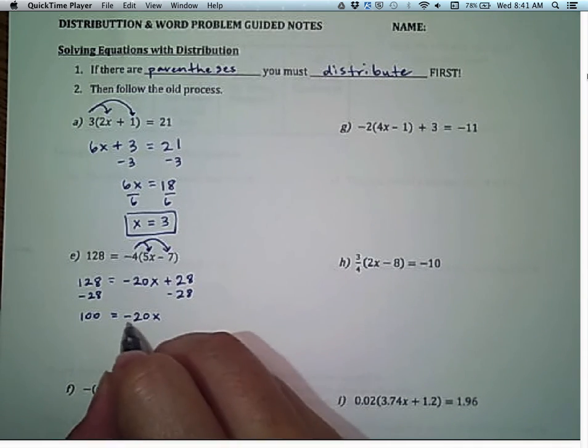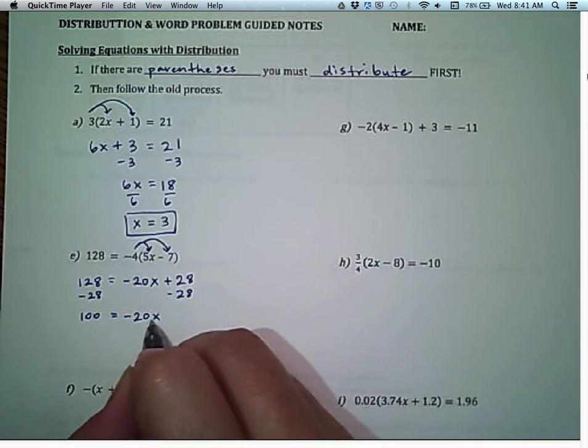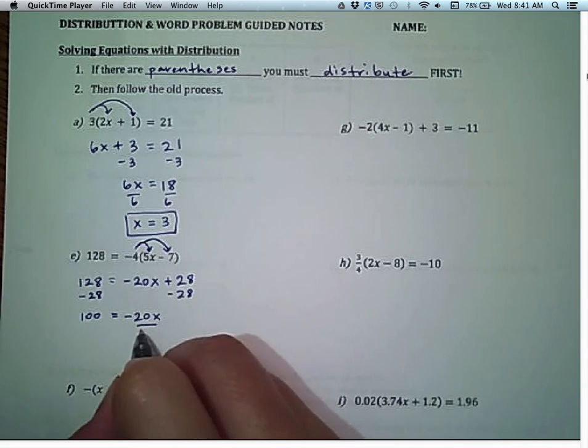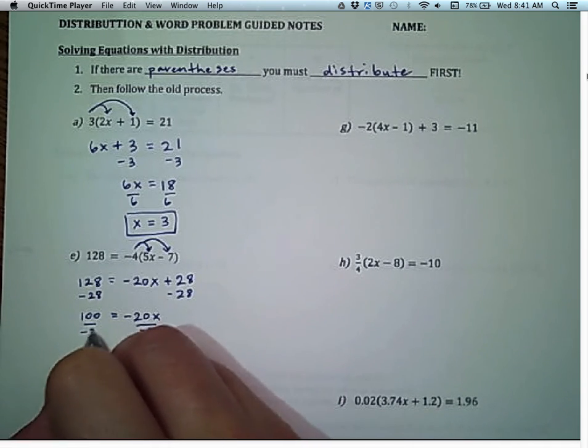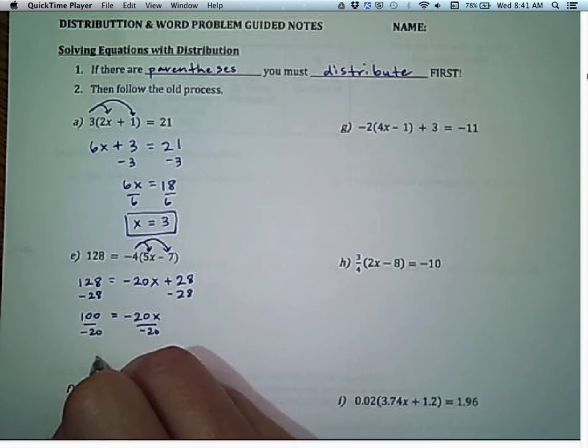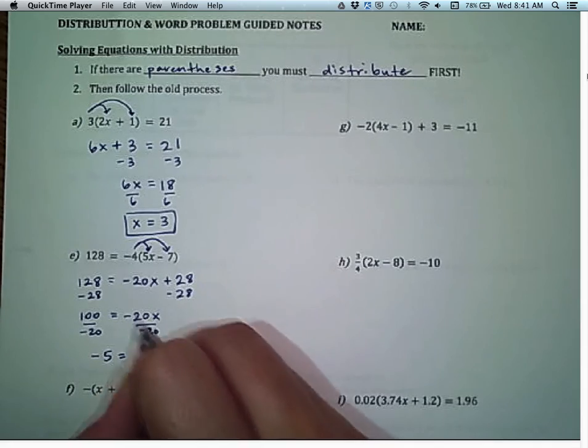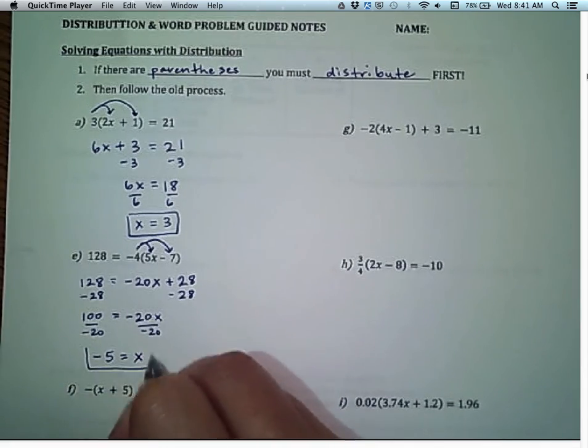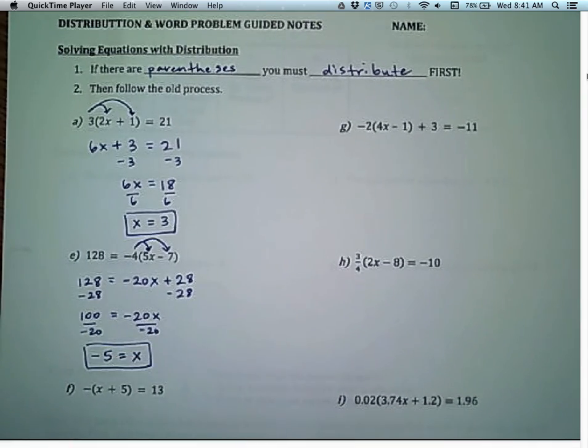Now I see it does have a negative in front of it, but it still is multiplication happening here. So I'm going to divide both sides by negative 20. All right, 100 divided by negative 20. Use a calculator if you need to, but this comes out to be negative 5. And over here I'm left with just x. Okay, so negative 5 equals x.